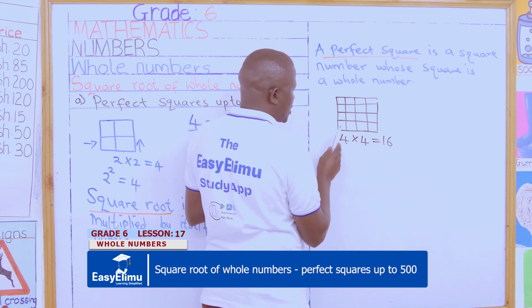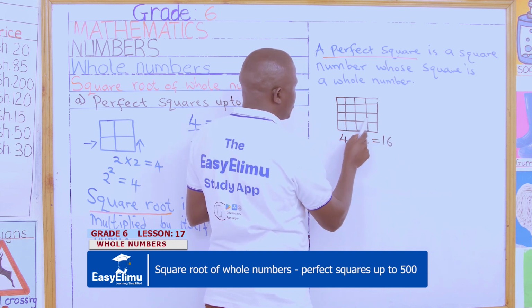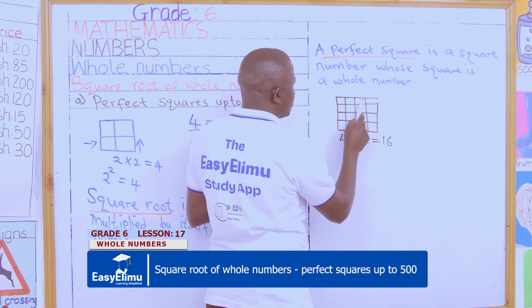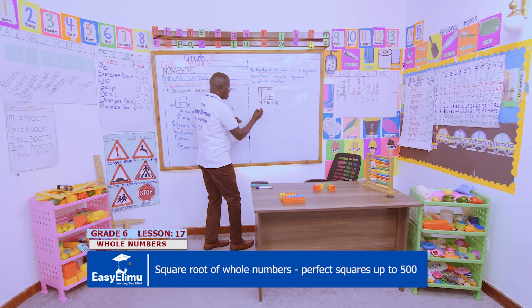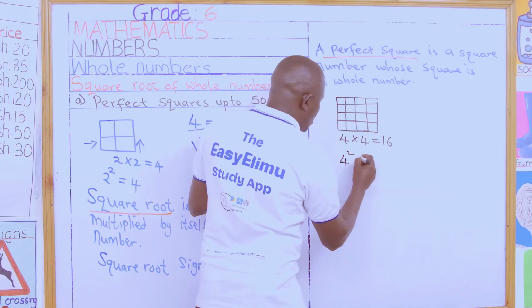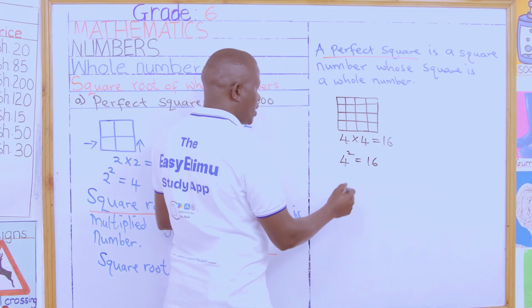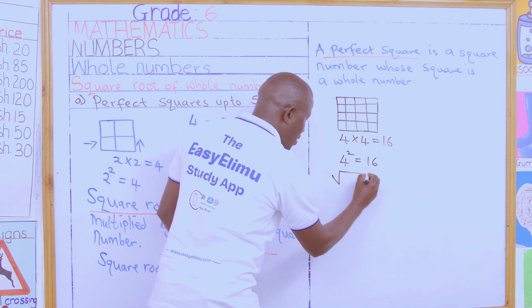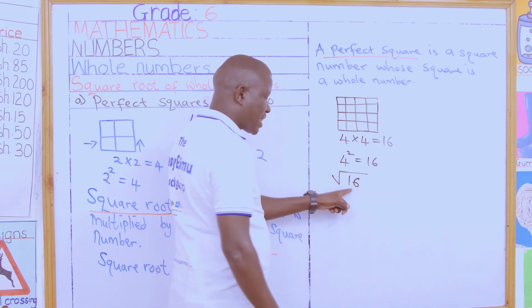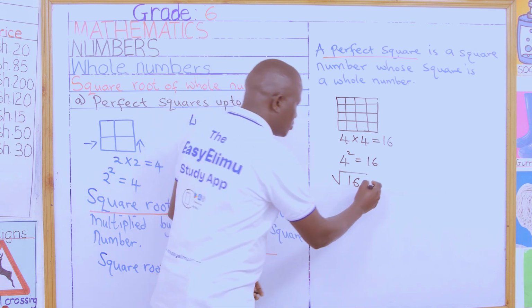Let us count all our 16: 1, 2, 3, 4, 5, 6, 7, 8, 9, 10, 11, 12, 13, 14, 15, 16. So 4 squared is equal to 16. In other words, for me to get 16, I used 4. So I will say the square root of 16. The number that I used to get this 16 is 4.